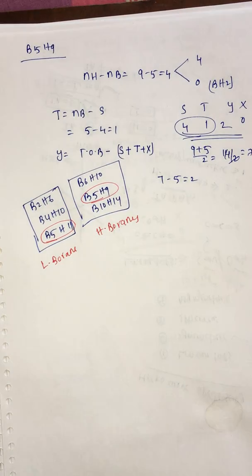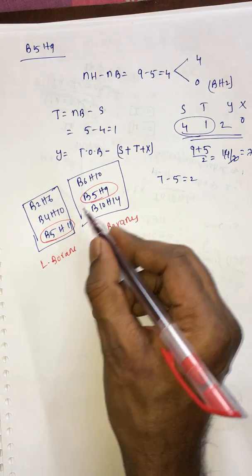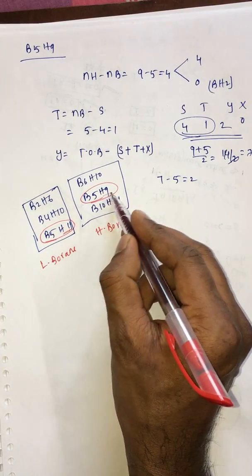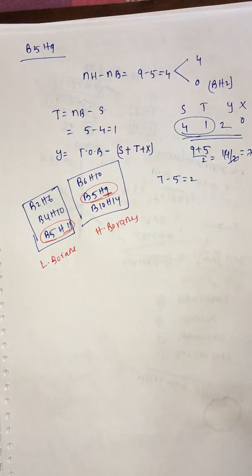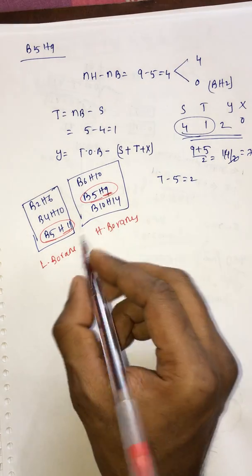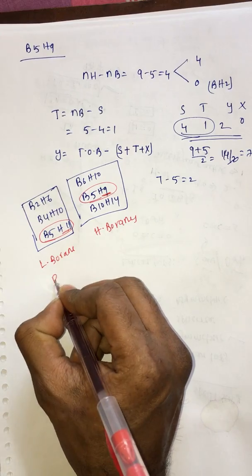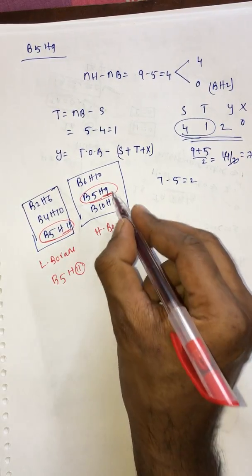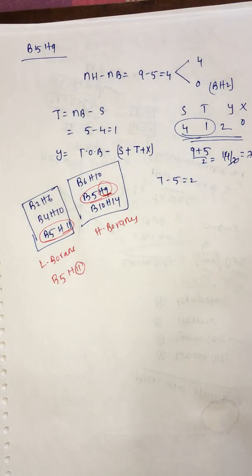Okay, but remember that we have B5H11 and B5H9. In lower boranes, the number of hydrogens is more. So here you will get confused, and if you get confused, you will lose that mark. So just remember, in the lower boranes we have B5H11. The number of hydrogens is more in lower boranes, and the number of hydrogens is less in higher boranes. That is equal to 9.